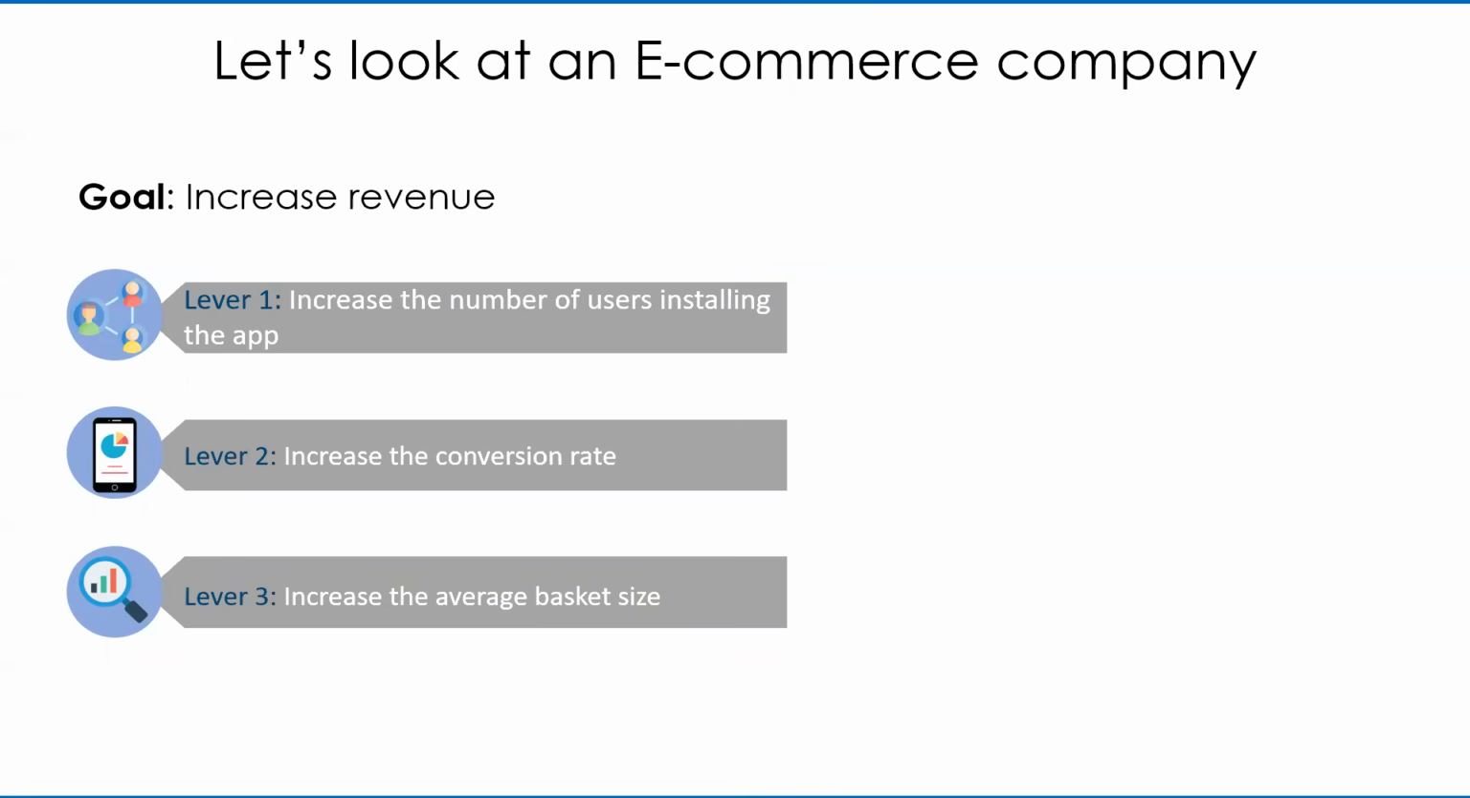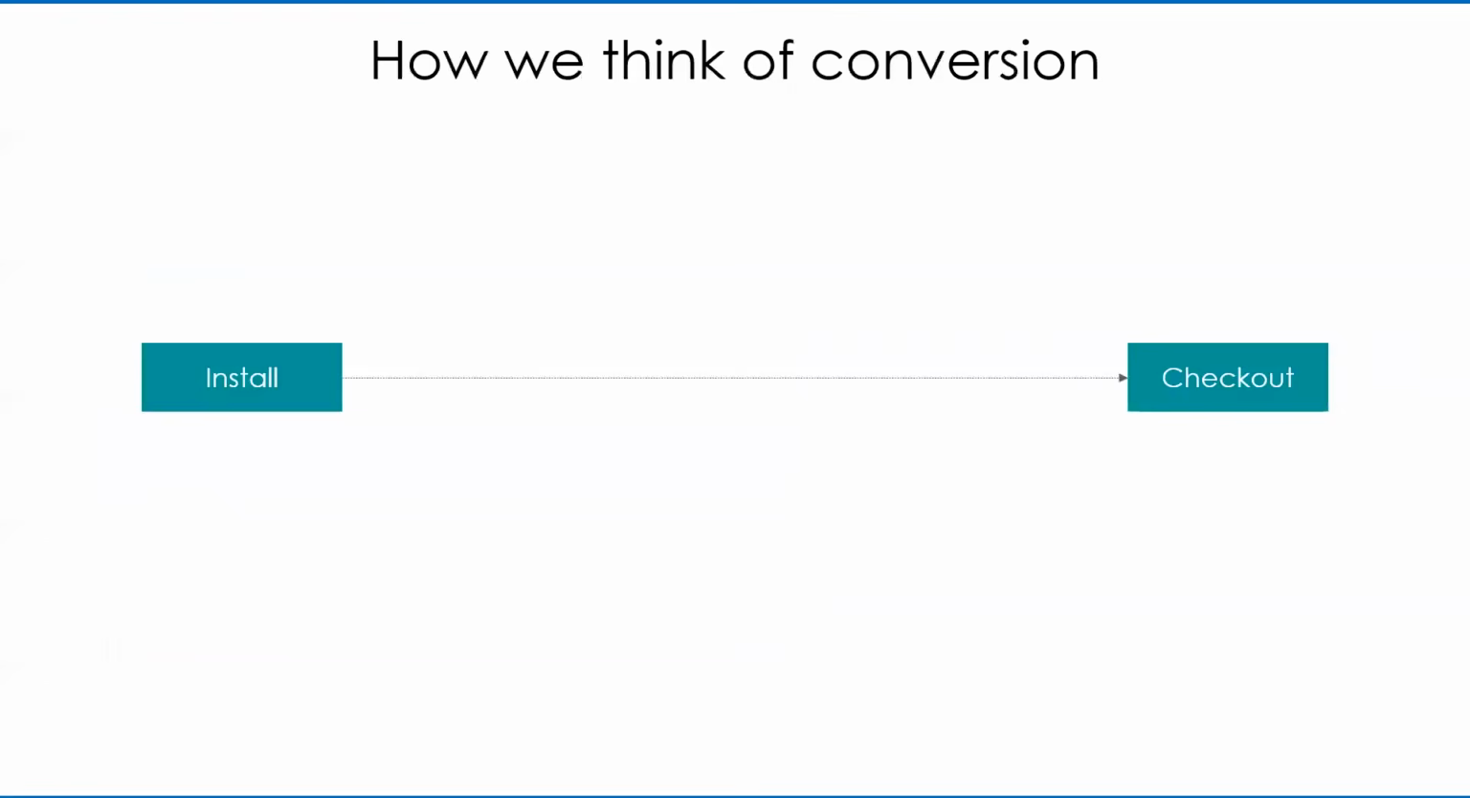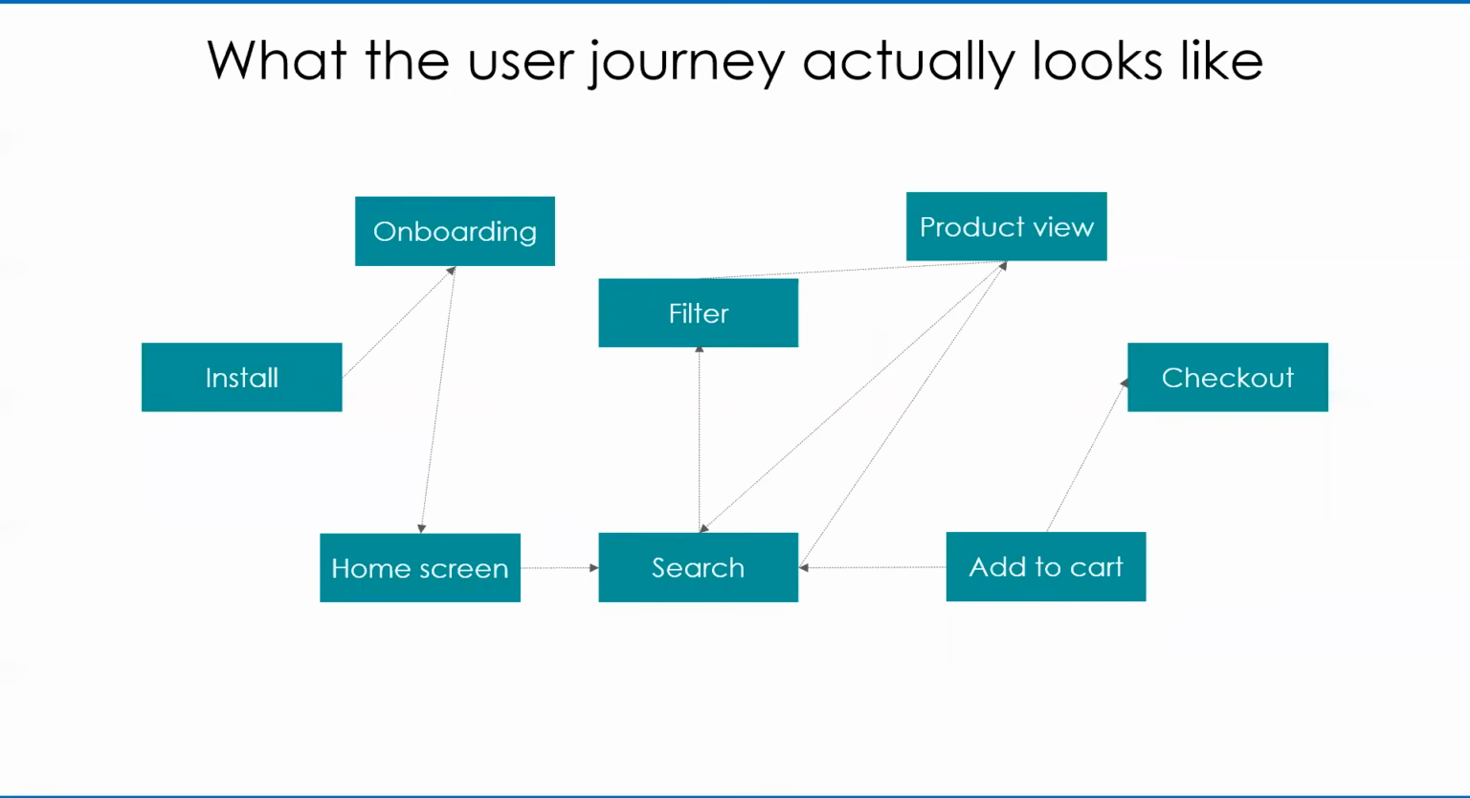Let's say we decide to focus on increasing the conversion rate. So how do we think of conversion? Conversion is the number of people checking out from the number of people installing. And we want to find out how we can increase this percentage. And we might want to develop some hypotheses of why this happens. But if we just look at it as an install and a checkout, it's a bit too simple because the user journey actually looks a lot more like this.